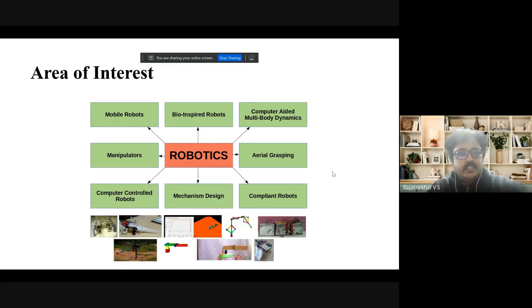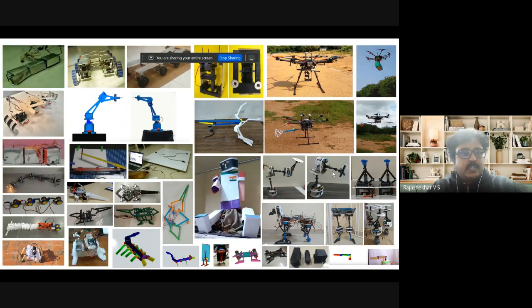My area of interest lies in the center of robotics, where I focus on mobile robots, bio-inspired robots, multi-body dynamics, manipulators, aerial grasping, computer-controlled robots, mechanism design, and component robots. These are a few robots which I have made in the past decade. You can see the snake robots on the extreme left. These are the primary focus which I do in the field of robotics.